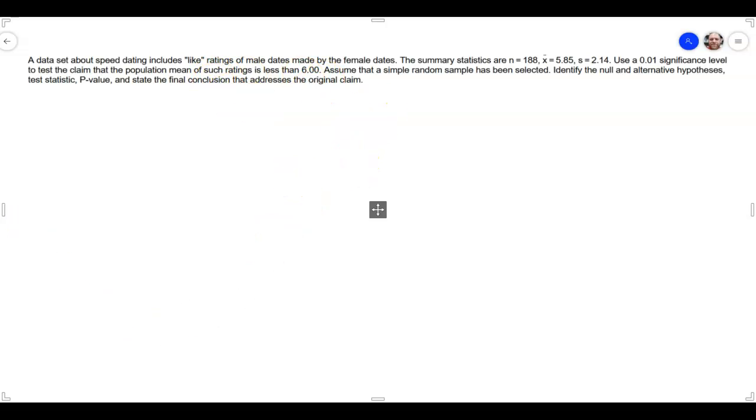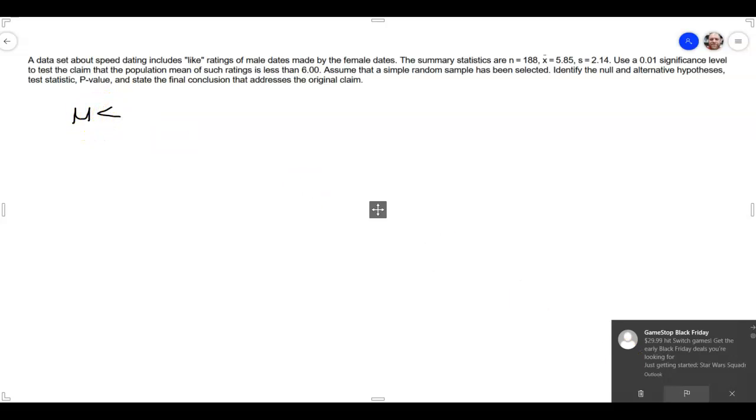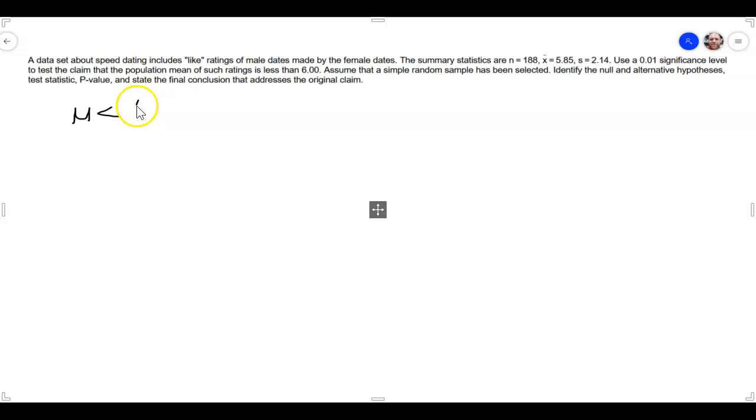All right, so first we're going to state the claim in symbolic form. The claim is that the population mean, that's our mu symbol, is less than 6. So we're going to write less than 6. You can either write 6 or 6.00, either one is fine. And then our null hypothesis, that's the H sub 0. We always set that equal to our claimed value.